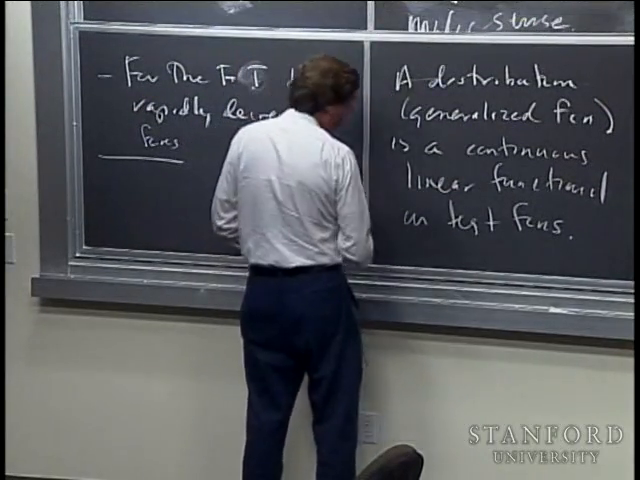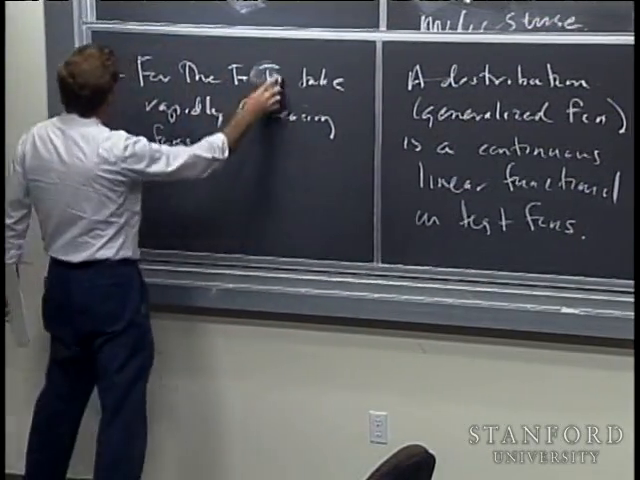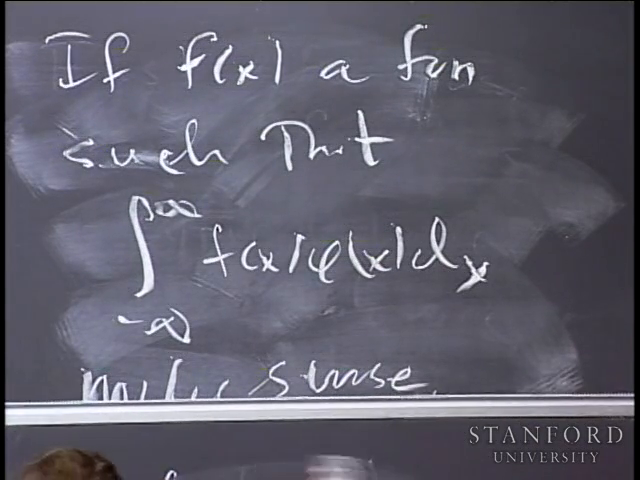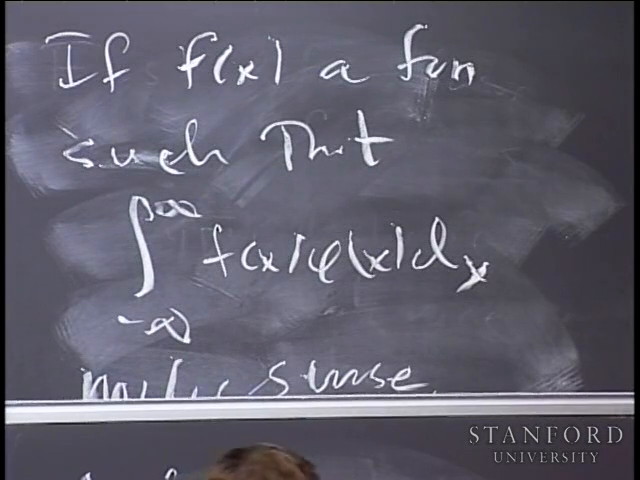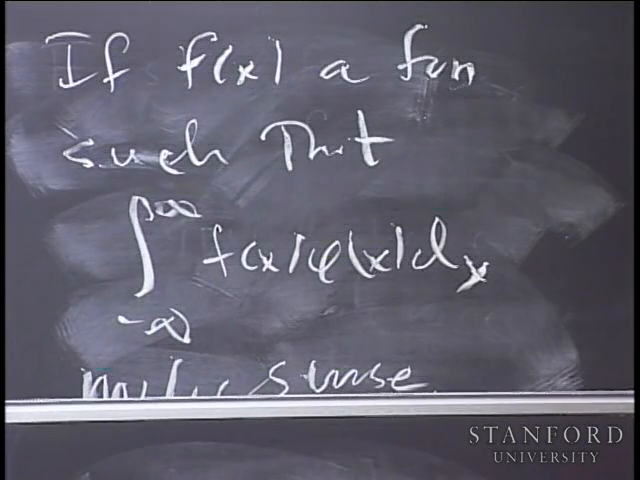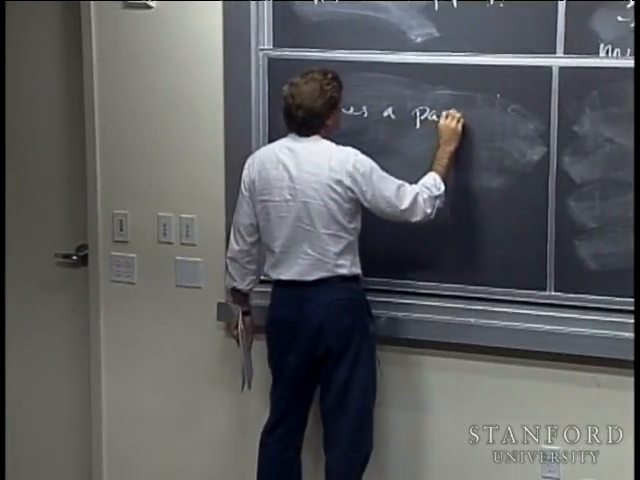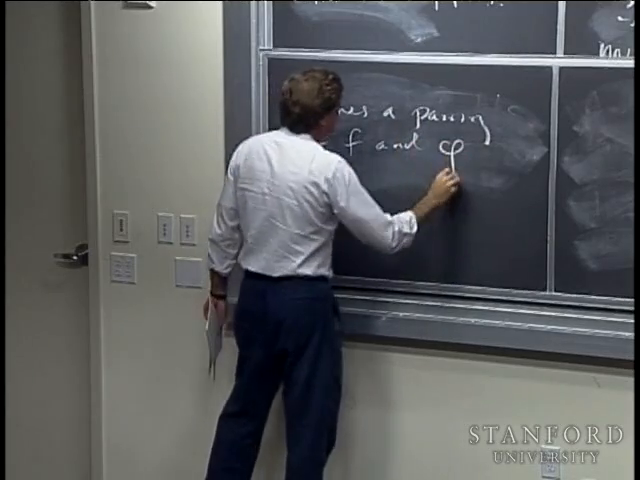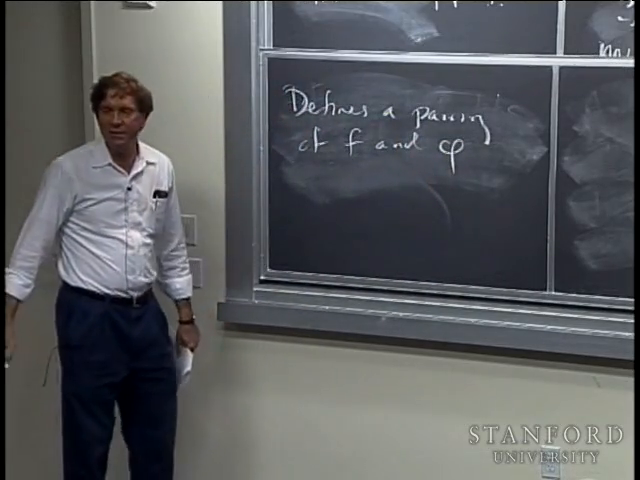Then that's a number after all. I integrate f of x against phi of x, and that's linear because the integral of the sum is the sum of the integrals and so on. And it's also continuous. That's a little harder to show. Again, I'm not going to show that. And so that defines a pairing of f and phi. In that sense, f defines or induces a distribution.